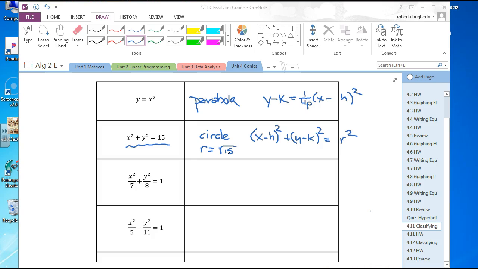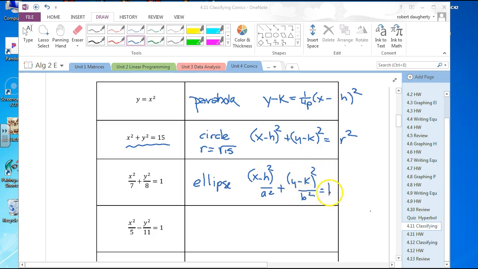What about the next one? What is that one? I'm hearing ellipse and hyperbola. Yeah, right. So this one, this is an ellipse. The standard form is x minus h squared over a squared plus y minus k squared over b squared equals 1. Okay. You can see that's what the form of this one is.